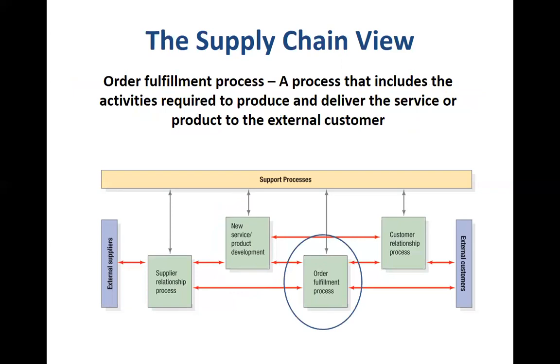Then we have order fulfillment process, which basically are the processes that are required to produce and deliver the service or product. So we would have the actual manufacturing activity here. We would have the replenishment or transportation, those kinds of processes embedded within the order fulfillment process.